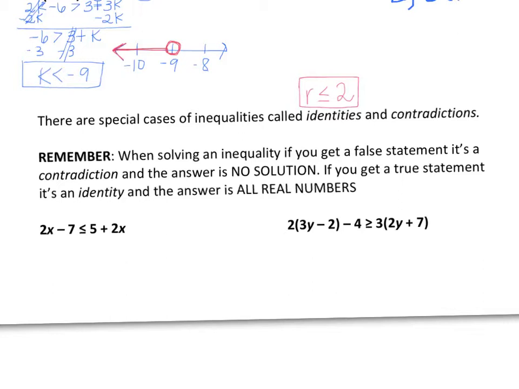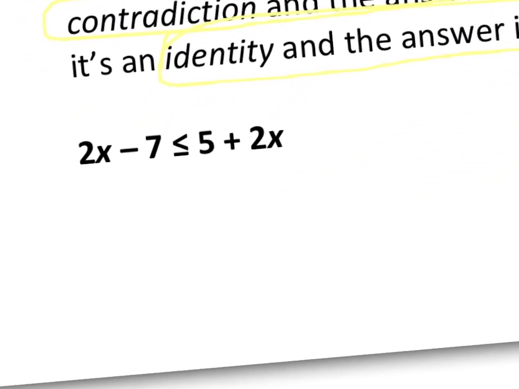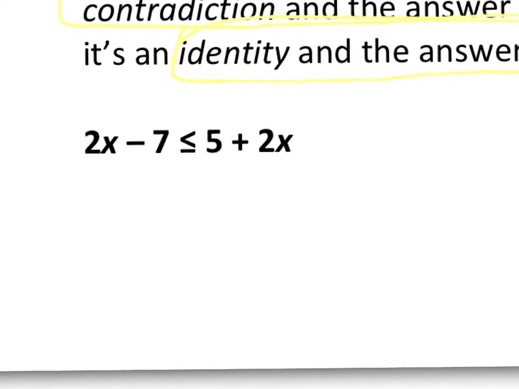So let's look at this first example. 2x minus 7 is less than or equal to 5 plus 2x. Okay, so it's simplified, so I can go ahead and start moving variables. So what would I do to move the variables? Minus 2x. Okay, minus 2x, good. What happens here is that 2x cancels out from both sides, so I'm only left with negative 7 is less than or equal to 5.